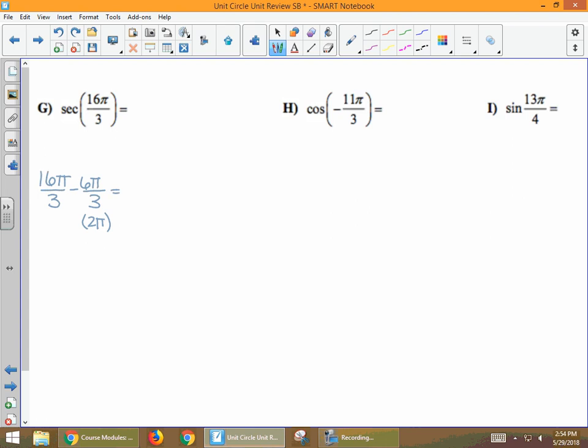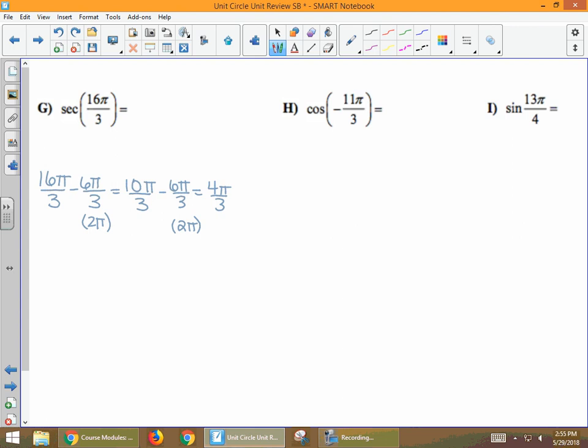I'm going to have to do this a couple times, but I'm going to do it in steps. So 16 pi over 3 minus 6 pi over 3 is 10 pi over 3. So not enough yet, still not on my unit circle. I'm going to subtract 6 pi over 3 again. And remember, we're picking 6 pi over 3 specifically because it is equivalent to 2 pi. And 10 minus 6 is 4. And 4 pi over 3 is a unit circle value. So we're down to a place on our unit circle.